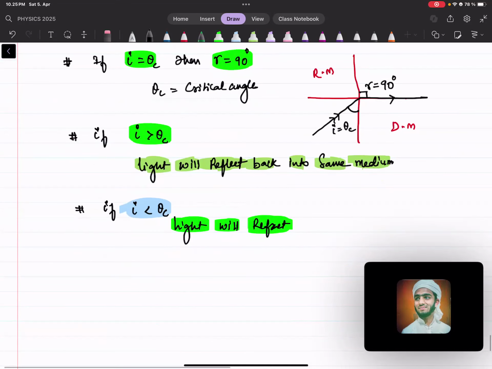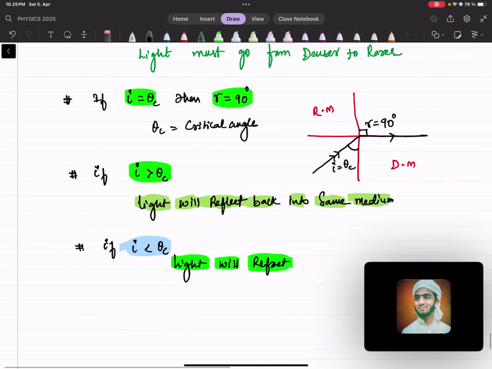Now I have written the cases here, when the TIR will take place. If the angle of incidence is greater than the critical angle, then TIR will take place. If the angle of incidence is lesser than the critical angle, then refraction will take place. Clear, beta? Am I clear with this one?